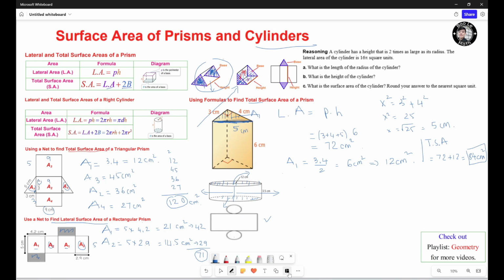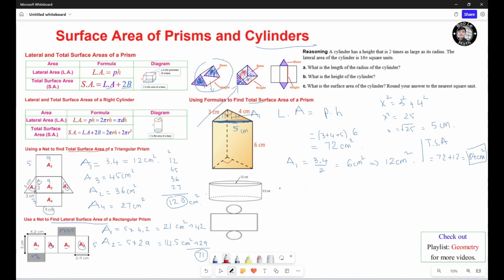Now, next one. We need to calculate the total surface area of this cylinder. Alright, so we have the formula right there. Actually, a cylinder is a special shape of the prism, where its base is circular. Right? So we use the same formula.